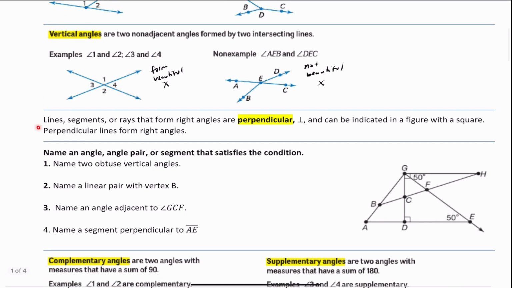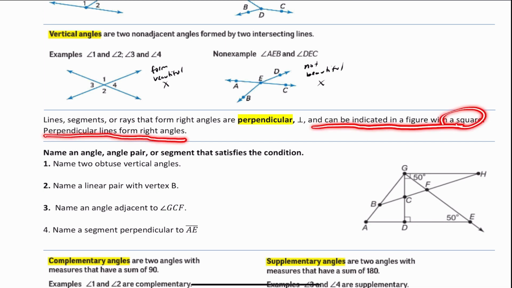All right. Lines, segments, or rays that form right angles are perpendicular, and to indicate something is perpendicular, we have a specific notation, which is this upside down T, which can be indicated in a figure with a square. So perpendicular, it's that upside down T, and can be indicated in a figure with a square.